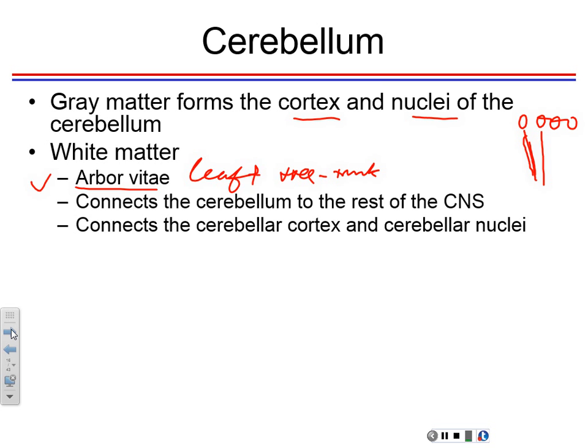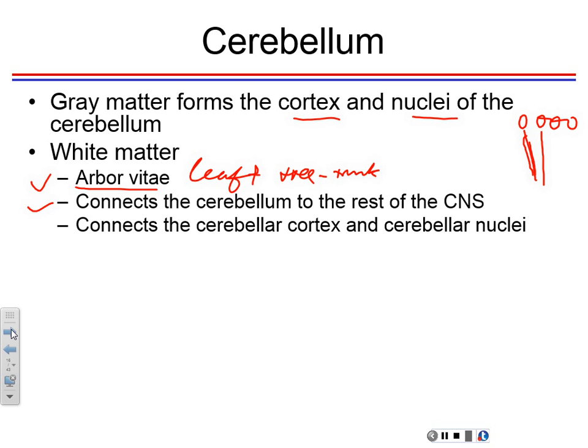That's how those tracts are arranged. And of course, they connect the cerebellum to the rest of the CNS, like the cerebrum and other parts of the stem. So it connects the cerebral cortex and the cerebral nuclei. The nuclei will be those groups of cell bodies in the cortex where it's gray matter.